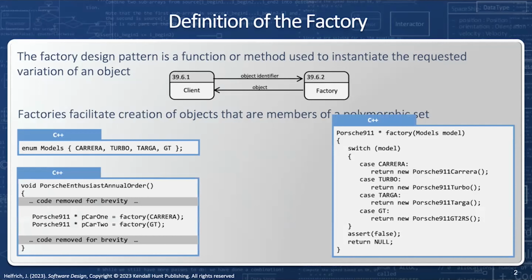How do I implement it? Now I'm going to integrate this in my program by, instead of saying new Porsche Carrera, GT, whatever, I'm going to say factory, and then I specify the model, which is Carrera or the GT. And this makes it really easy to instantiate a new object of that type.